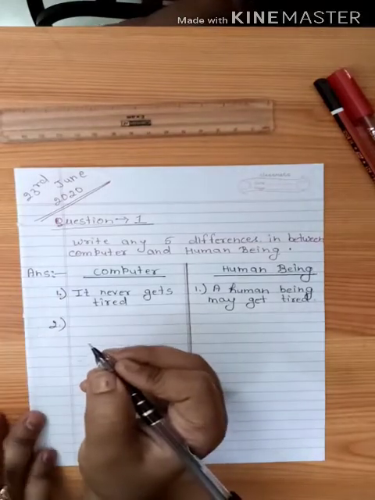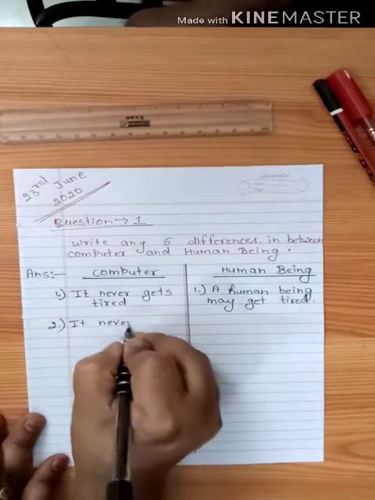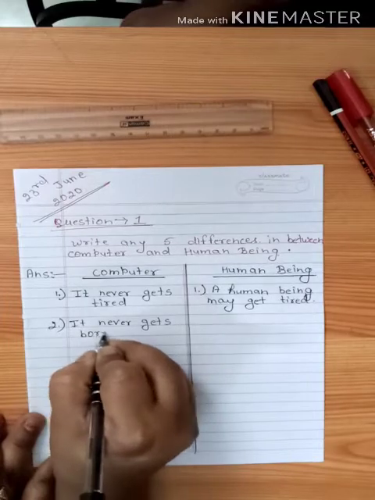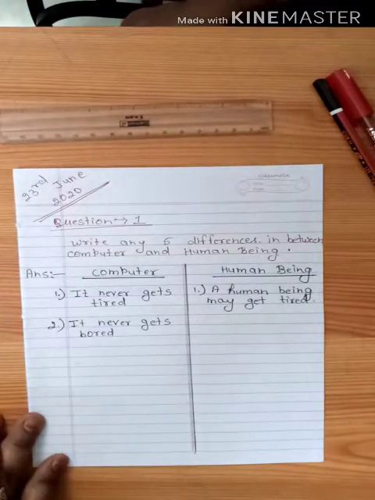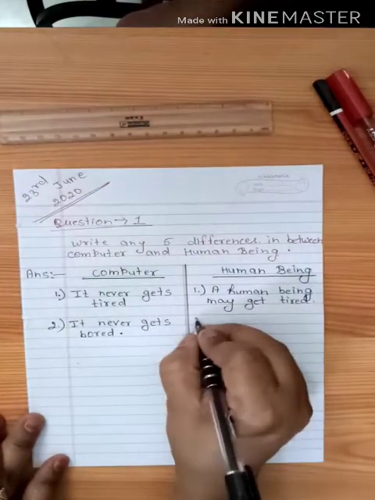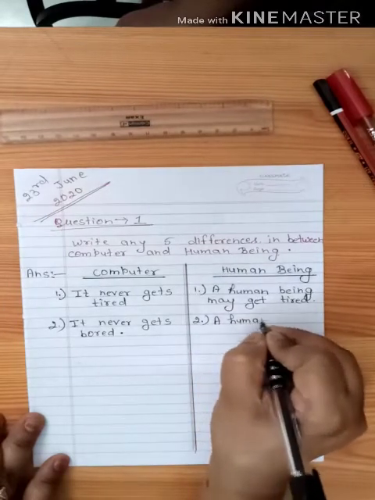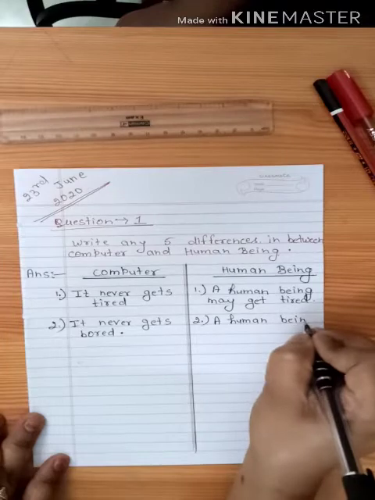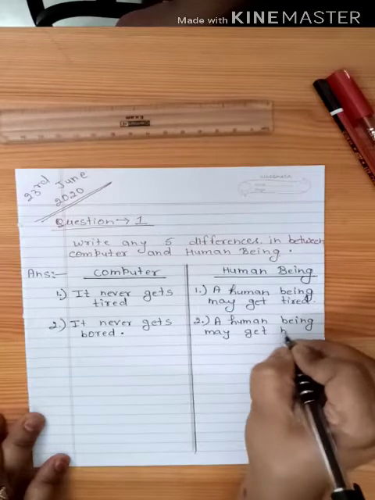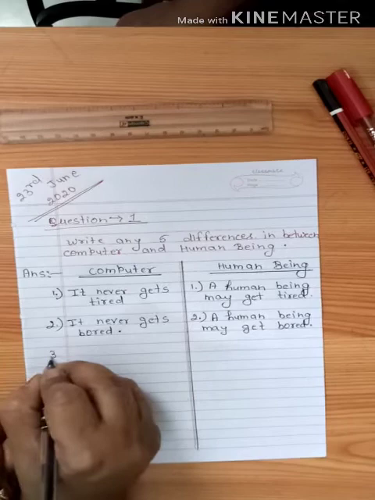Number 2: it never gets bored. As we know, a computer never gets bored by doing the same work again and again, but a human being may get bored. A human being may get bored.